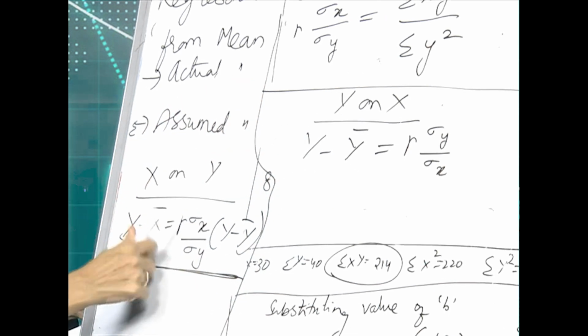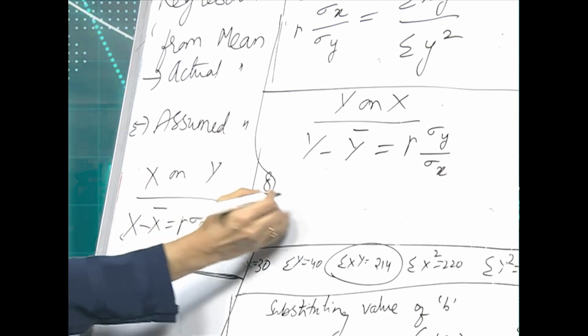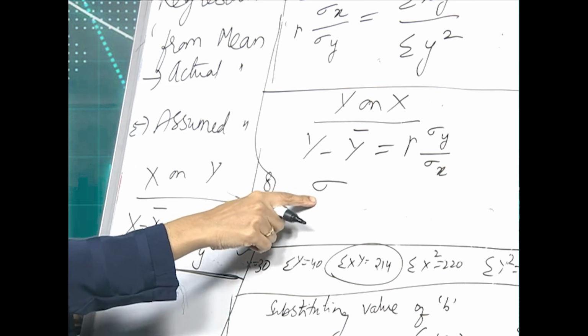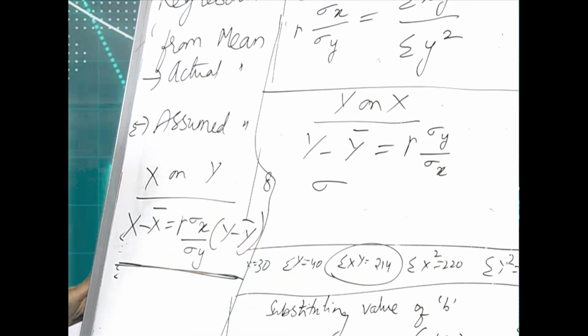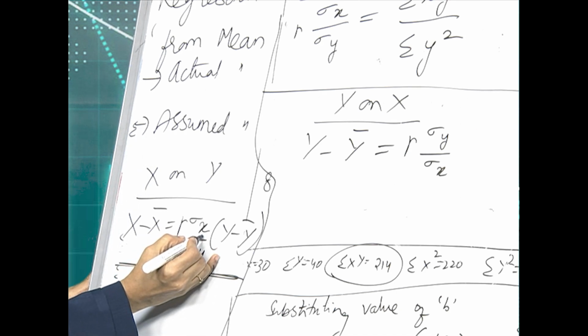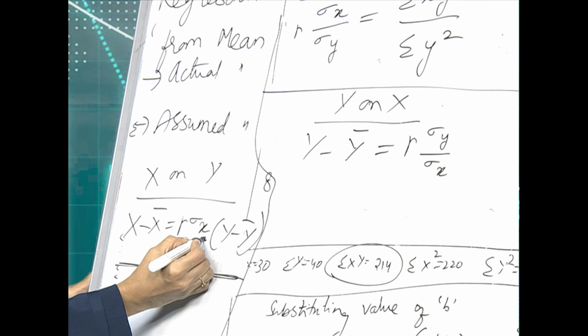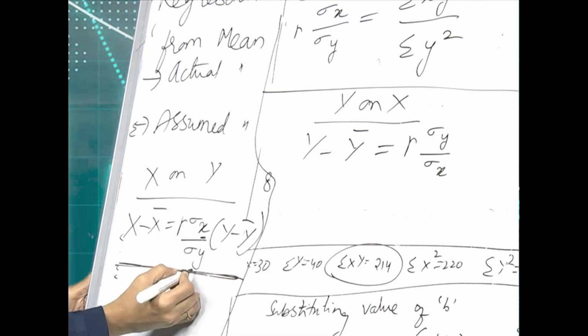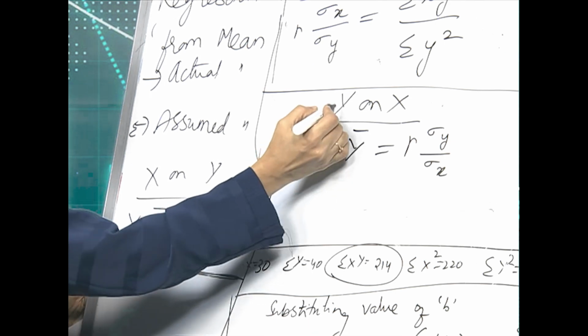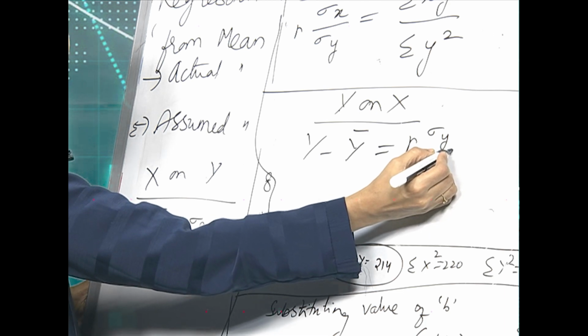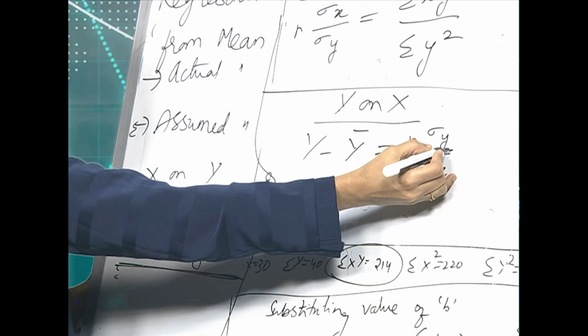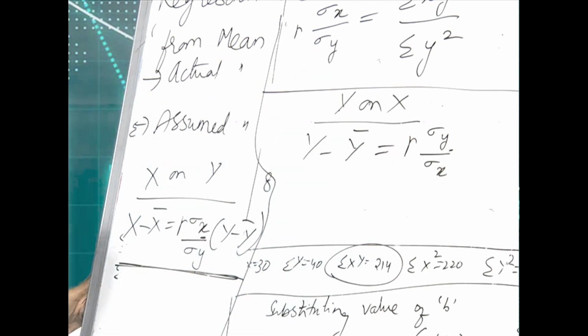Similarly, this symbol represents standard deviation. So when we use this particular symbol here for standard deviation, if you see the numerator here, when we are saying x on y, the numerator should have the standard deviation of x and the denominator y. When we say y on x, here the standard deviation will come for y in the numerator and x will become the denominator there.